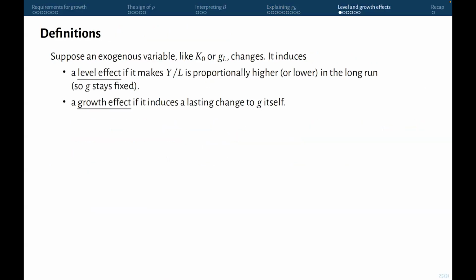So briefly, just to familiarize ourselves with the terminology of level and growth effects. Suppose there's some shock to one of the exogenous variables, like there's just a bunch more capital, or population starts growing at a different rate for some reason. We say that induces a level effect if it makes output per person proportionally higher or lower in the long run than it would have been before, but it's just always some proportion off. And it's a growth effect if it induces a lasting change to the growth rate itself.